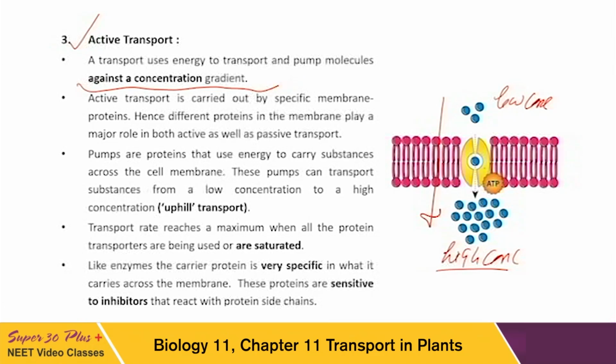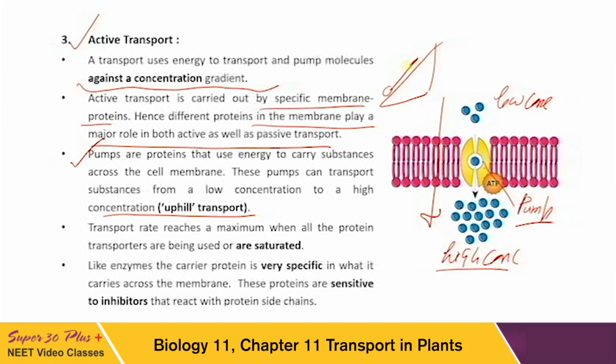Here also we have some protein, and these proteins are known as pumps. Because this is against the law of nature, therefore ATP energy will be used. Specific membrane proteins are there, and different proteins in the membrane play a major role, both active as well as passive. The pumps will pump molecules from low concentration to high concentration. We may call this uphill transport, this is called active transport, while on the other side this is known as downhill transport, where the energy is not utilized.